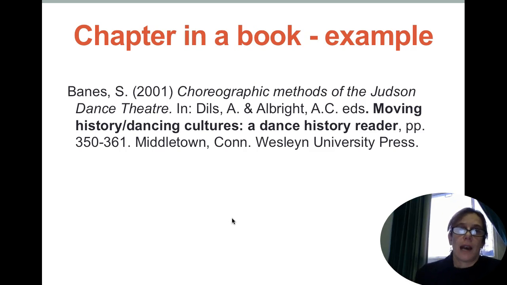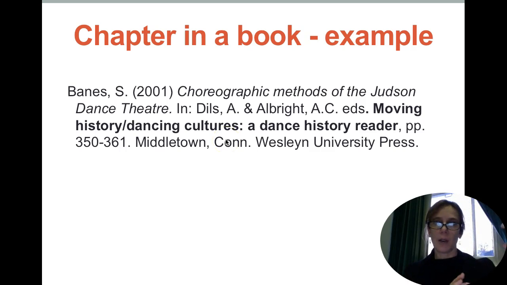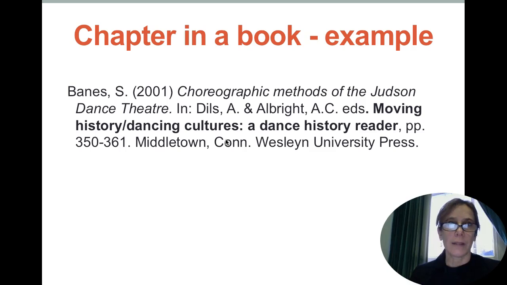So you would have the author of the chapter, or the article, in this case Baines, Choreographic Methods of the Judson Dance Theatre, in Dils and Albright, which is in the library, another great book, Moving History, Dancing Cultures. So it's slightly different from the book example. You've got to reference the author of the article and the editors of the whole book. Hope that's clear.